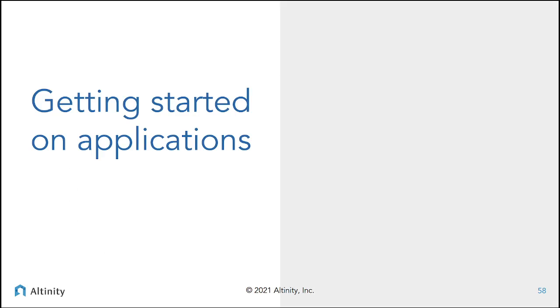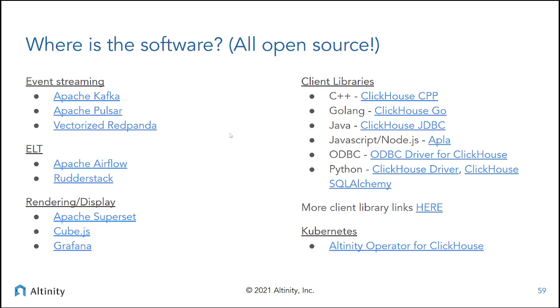All right, that's all the tips and tricks for getting started on applications. Let's talk about some information for ClickHouse itself that may help you get started. First of all, if you're building analytic applications, there's definitely some software you need to know about. I've just listed standard event streaming, ELT, rendering and display, client libraries, as well as Kubernetes software. This is all open source. These are standard components that we see again and again in applications, and if you're not using them now, you may want to think about them.